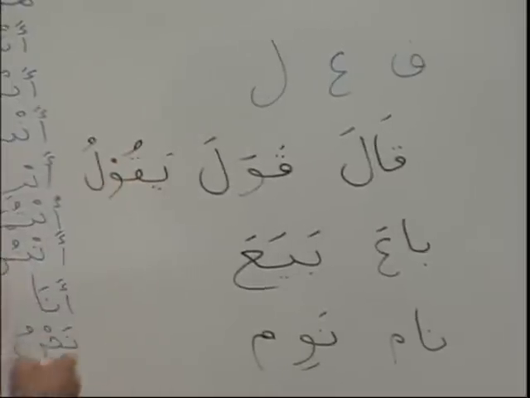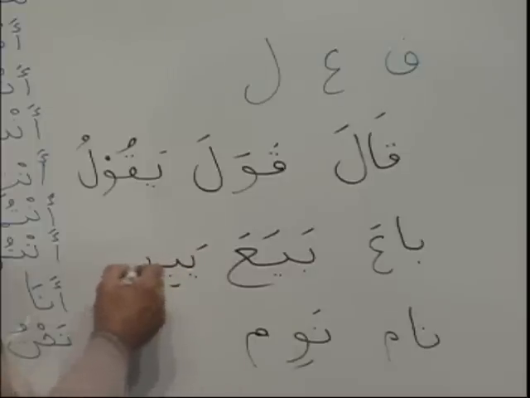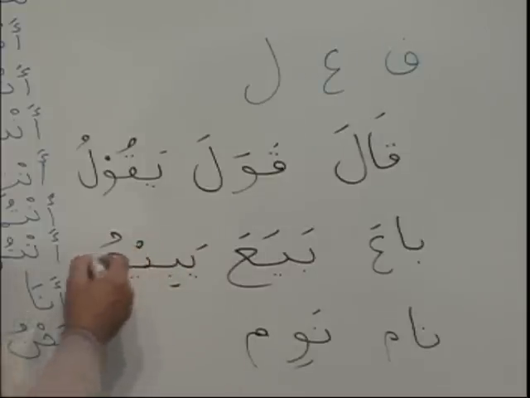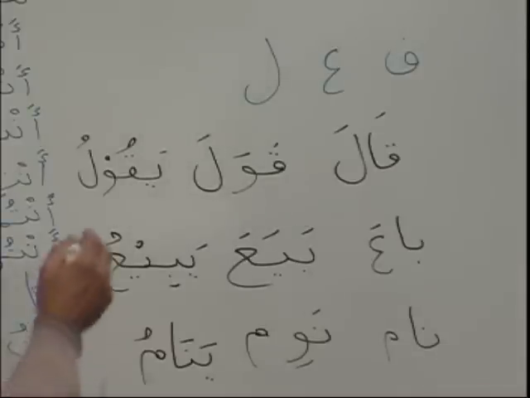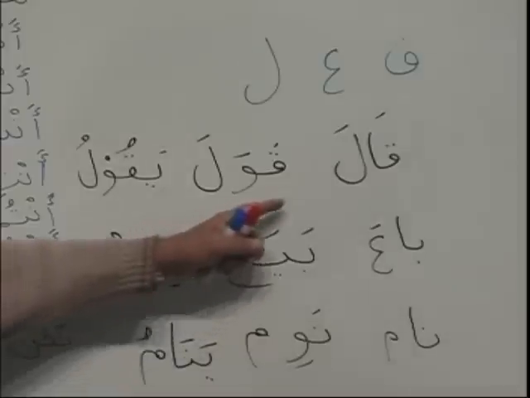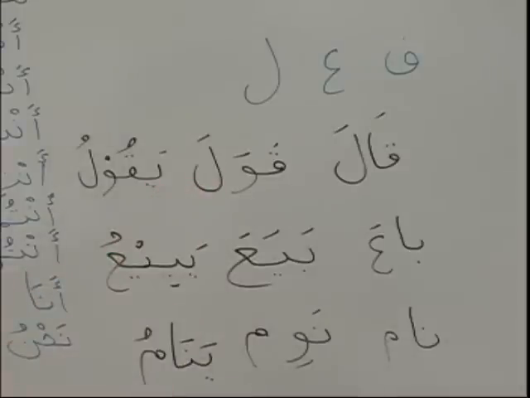Yakulu. Ba'a becomes ya-bi'u. And nama becomes ya-na-mu. Are you with me, brothers and sisters? Okay? Now, the thing is, originally, yakulu, kawala yakulu is bab nasara.